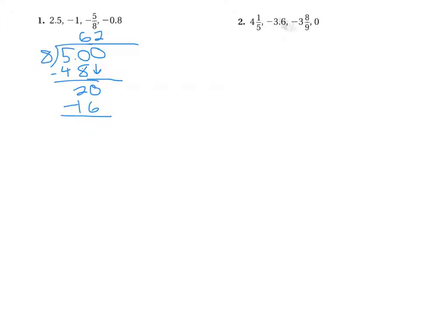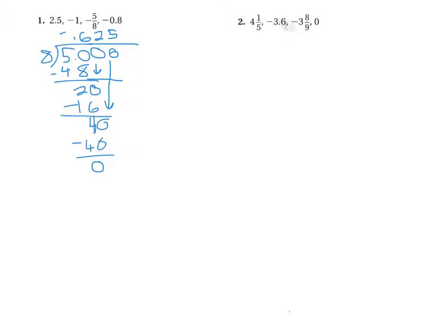I subtract there, I get 4. I need another 0 to bring down. And now I have 40, and this is nice because I know 8 goes into 40 evenly, so I know I can be done here. That's 5. 5 times 8 is 40. I subtract, and I get 0. Now I just have to bring my decimal straight up. So negative 5/8 is the same as negative 0.625.